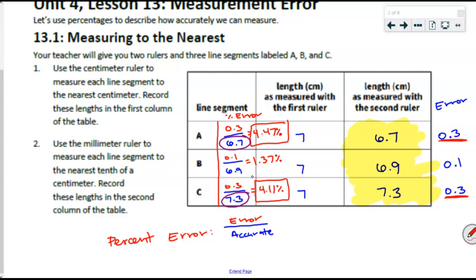Everyone check that work. 0.1 divided by 6.9. And I agree, I got 1.44%. And this is why, folks, 1.45 if we round. This is why, folks, math practice 3, construct your own viable arguments. Should we just be writing down what someone else said that they got? No, we need to be doing this for ourselves. That way you can find those mistakes when they do come up.